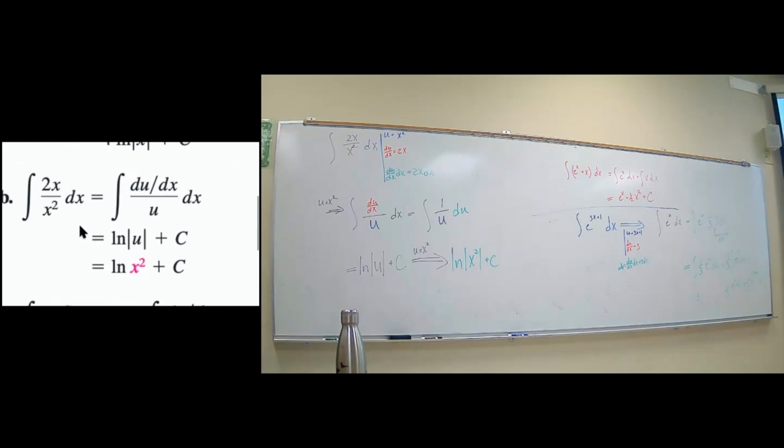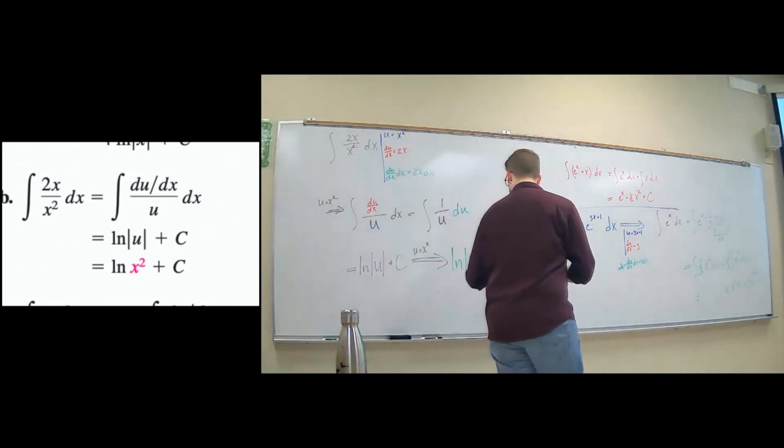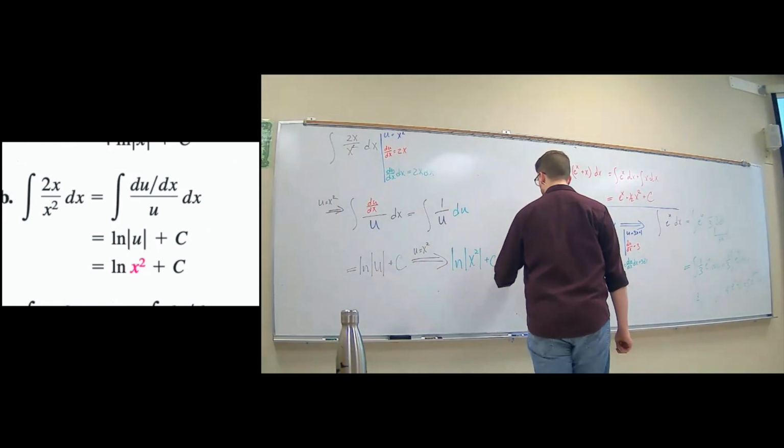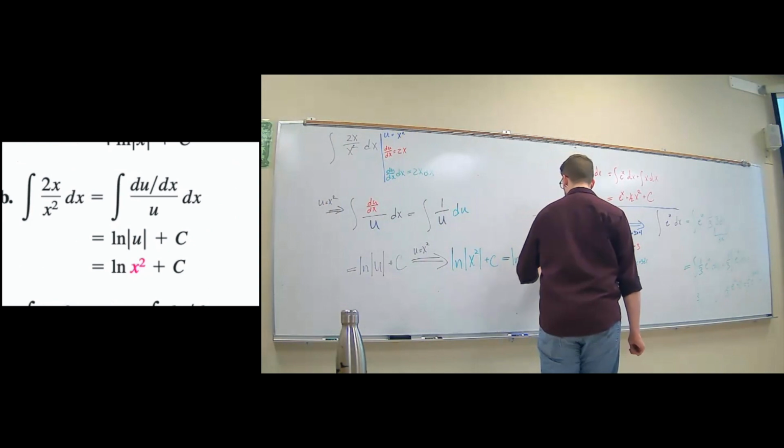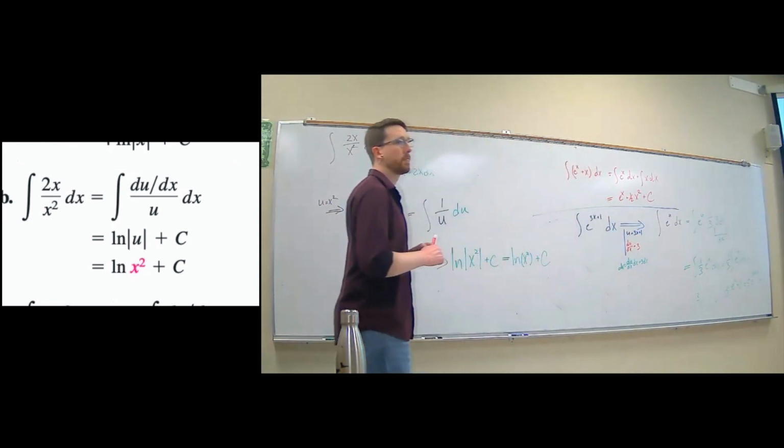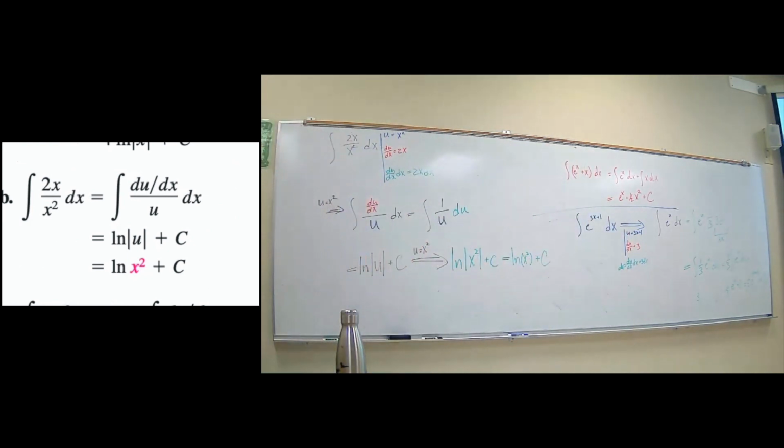But hey, check it out. X squared is always positive, right? So we can actually drop, in this case, the absolute value signs. Which is a convenient thing.